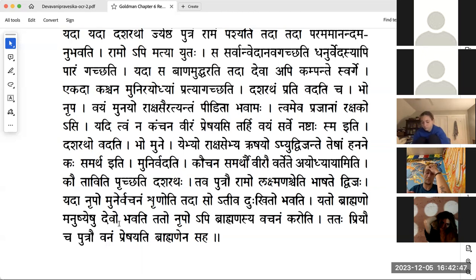So we've got all of the words, and we end with iti. This very specific iti marks the end of Dasharatha's speech. So I'm going to give you the full translation as I translate it, and then I'm going to explain it one more time. Dasharatha says, "Hey, Muni," in the singular, because there's one Muni that he's talking to.